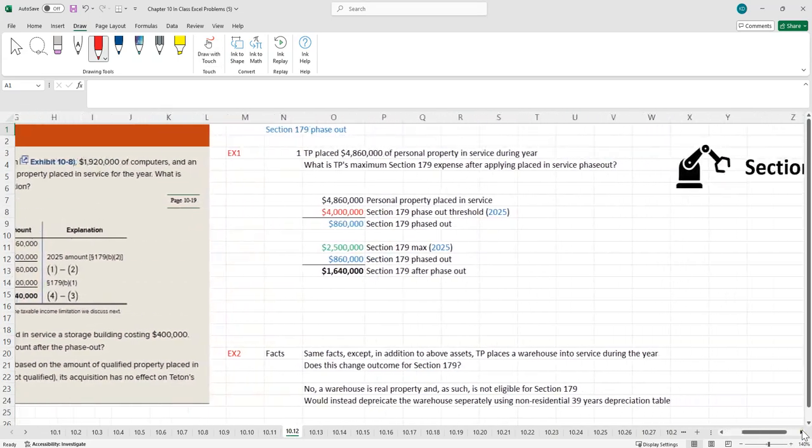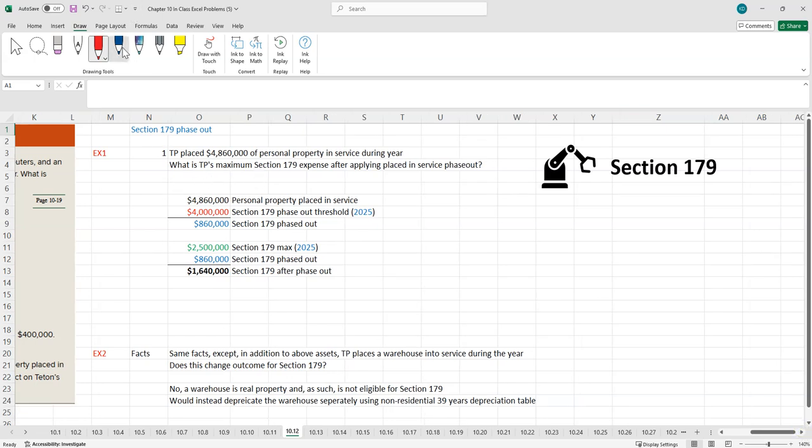1012 is showing the phase out on that 179, right? So yeah, 2.5 million is at the end of the rainbow number if everything is perfect, but for every dollar you go above 4 million, in this case we're over 860, that end of the rainbow number has to go down by that amount. So that would be what we were allowed after the phase out.